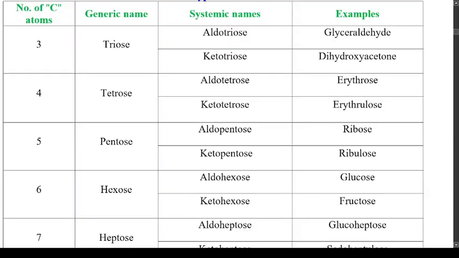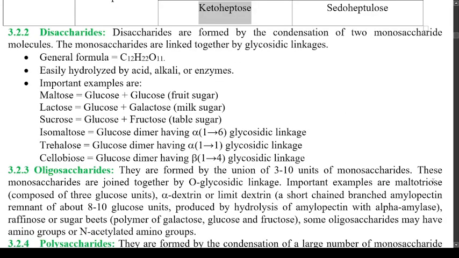Number of carbon atoms, generic name, systemic names, examples. 3: Triose, aldotriose, glyceraldehyde; ketotriose, dihydroxyacetone. 4: Tetrose, aldotetrose, erythrose; ketotetrose, erythrulose. 5: Pentose, aldopentose, ribose; ketopentose, ribulose. 6: Hexose, aldohexose, glucose; ketohexose, fructose. 7: Heptose, aldoheptose, glucoheptose; ketoheptose, sedoheptulose.